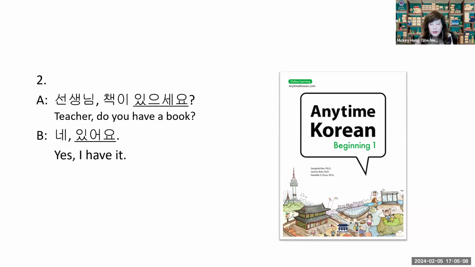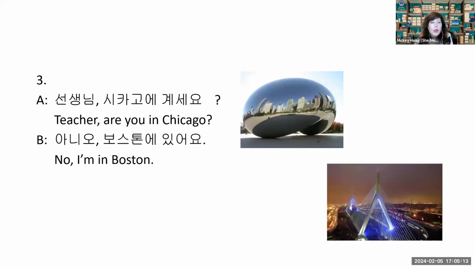And yes, the teacher says he or she has the book. 선생님, 시카고에 계세요? You're asking the teacher if he or she's in Chicago, not whether they have something or not, but if they are located in Chicago. 아니요, 보스턴에 있어요. Just this is archaic spelling of 아니요. 아니요, 보스턴에 있어요. Nope, they're not in Chicago, but they're in Boston.